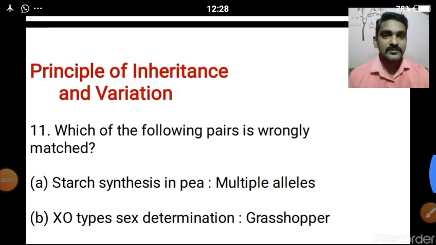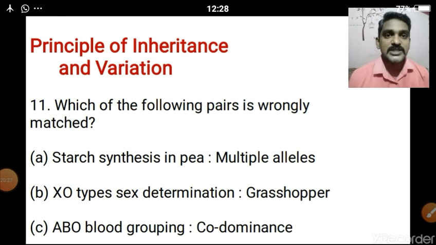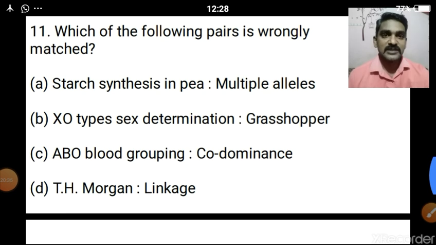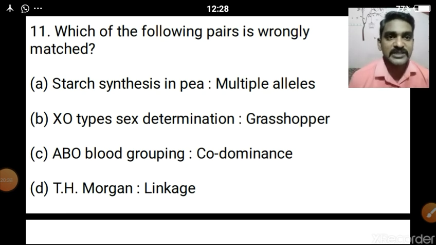If you go to the next question, principle of inheritance: which of the following pairs is wrongly matched? You can see the second option, XO type sex determination was in grasshopper. This is also a direct question, right? So this is the right option. ABO blood grouping is called codominance. In ABO blood grouping, all three will not come under codominance, only the AB. So we can consider it as okay.